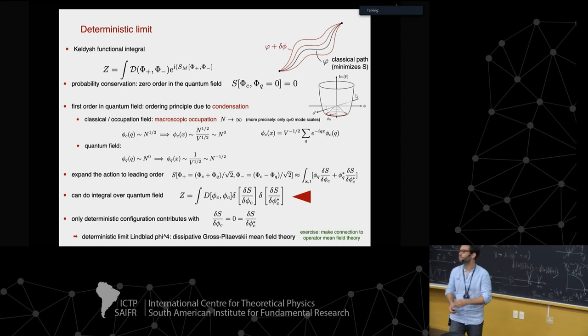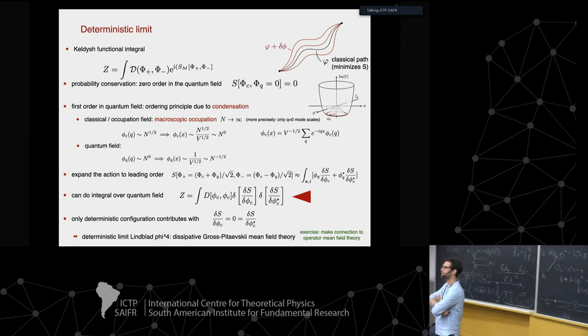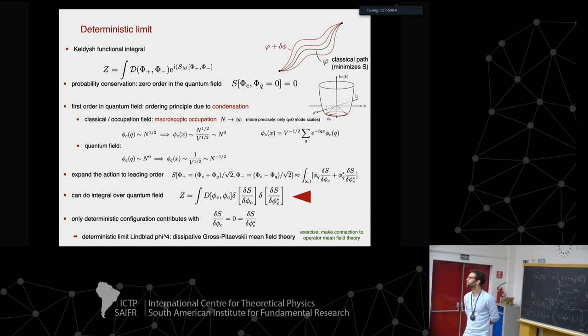Very fast one. Since you said quantum fields don't condense, there you're setting them to leading order as n to the zero. Is it due to the fact that it's the square root of the modulus square, something like that?